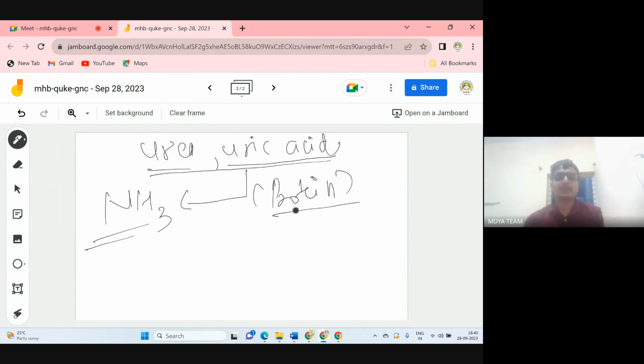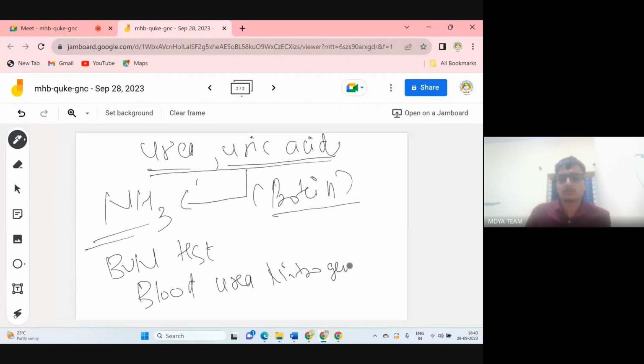Protein is responsible for production of urea and production of uric acid. There is a test, the BUN test. It is known as blood urea nitrogen test. This test tells us about the amount of urea nitrogen in our blood.